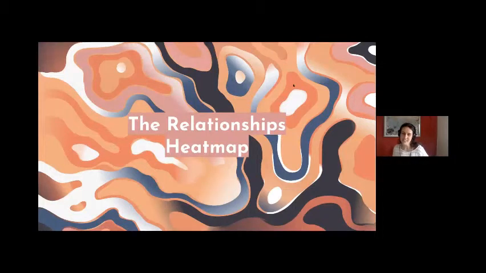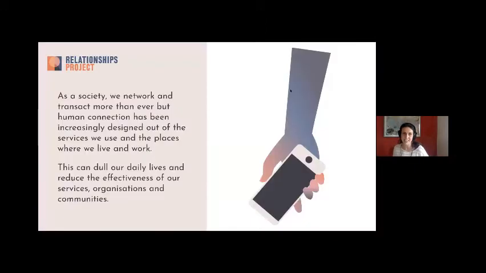So as Claire and David said, we want to introduce the Relationships Heatmap with you today and have a go at doing it together. As a society, we think we network and transact more than ever, but human connections and real relationships are being increasingly designed out of the services that we use and the places that we live and work. And this can dull our daily lives and reduce the effectiveness of our services and organizations and undermine the resilience of our communities as well.